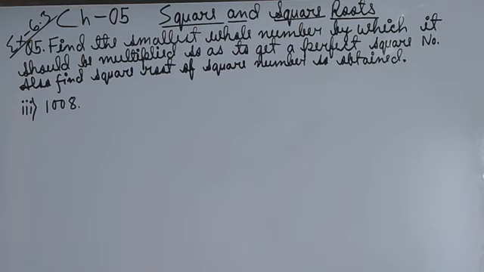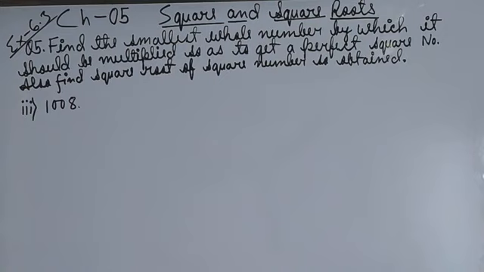Perfect square number. वो perfect square number बन जाए. After multiplying the number, you get the perfect square number, and you have to find out the square root of that perfect square number. So let's start how to do this type of questions. I will attempt a few questions of this question number 5. The remaining questions you will do by yourself as homework.